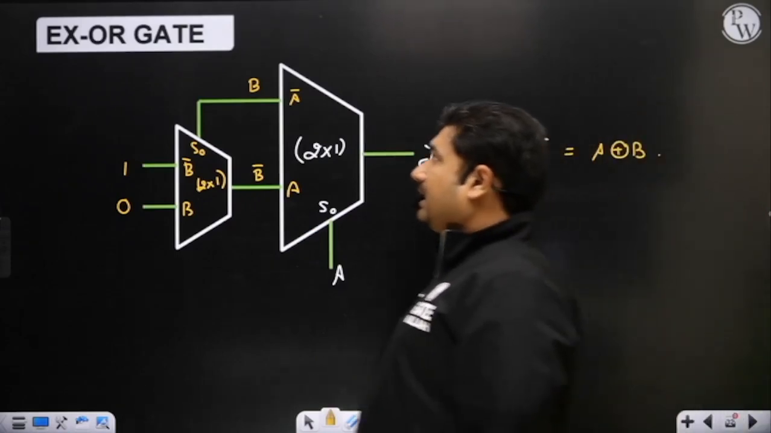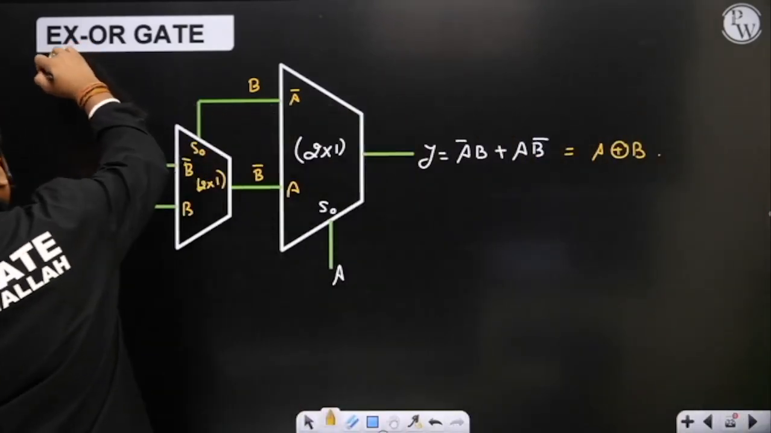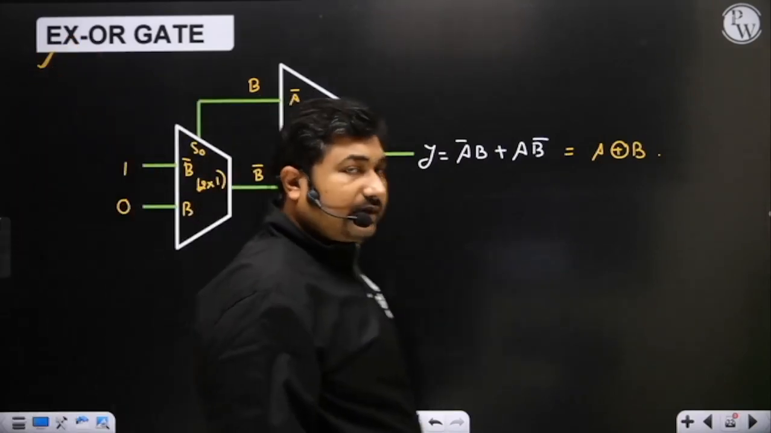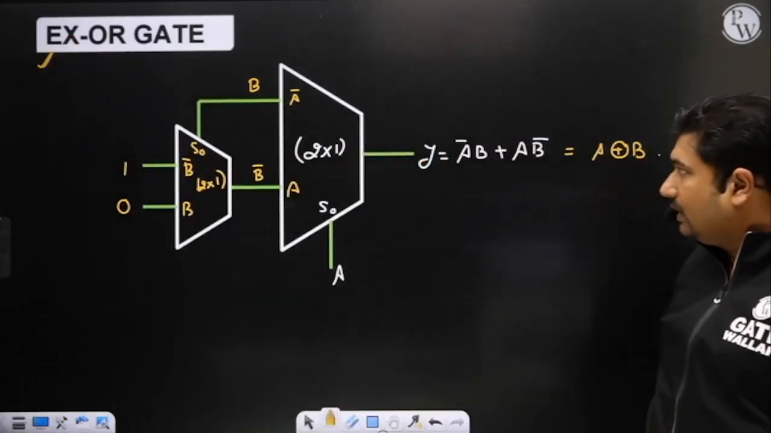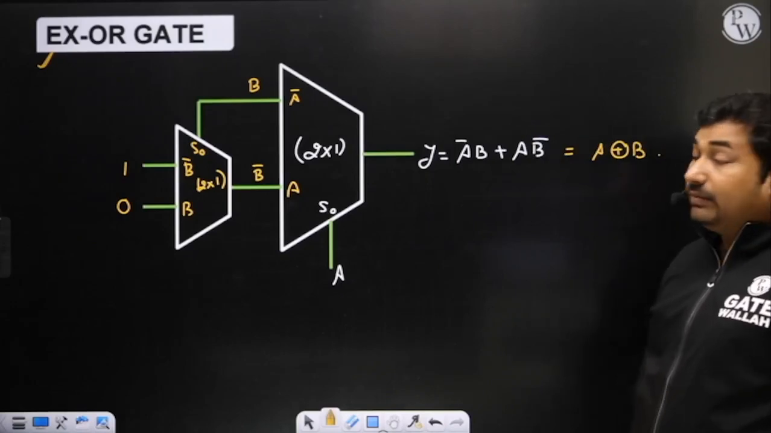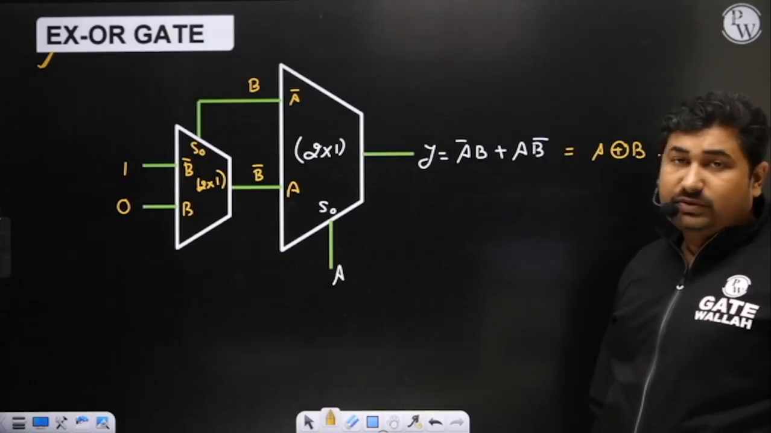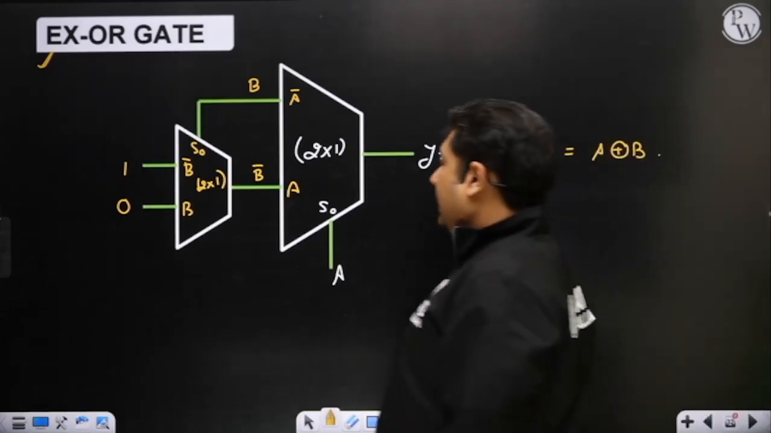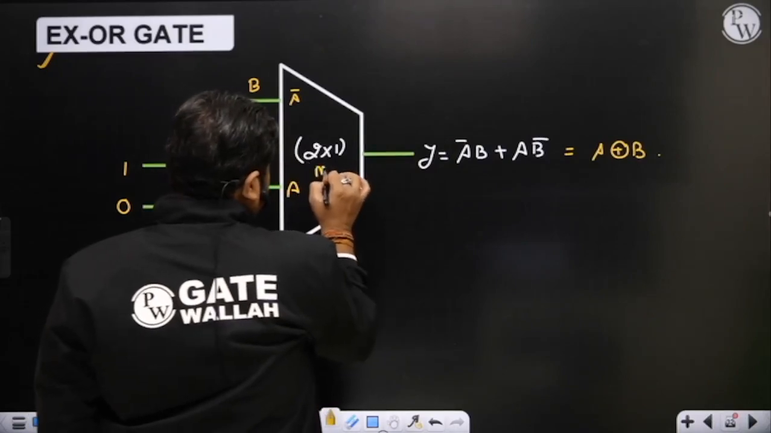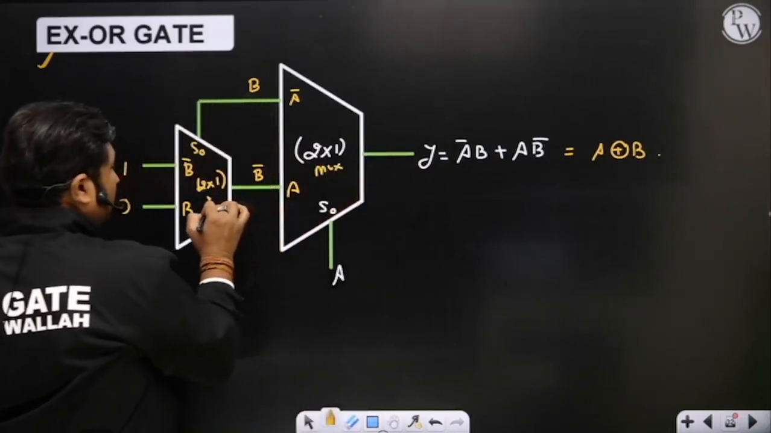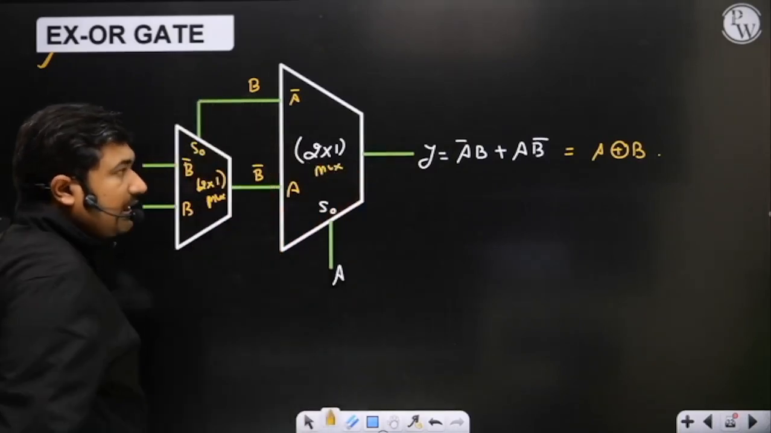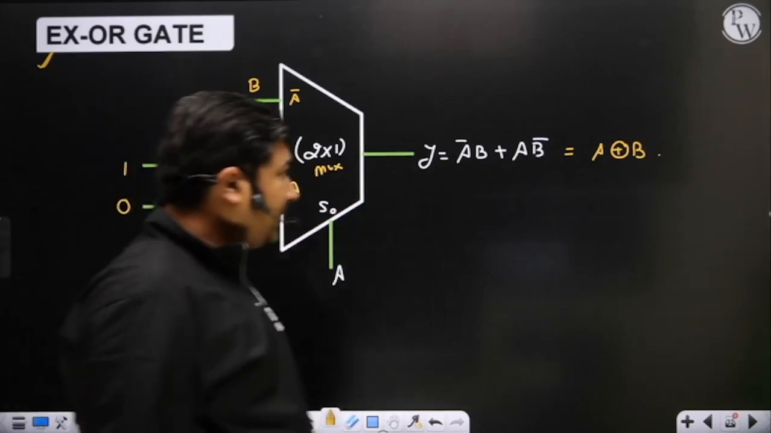So you can easily identify the number of AND gates and the number of XOR gates. Number of 2 cross 1 mux required to implement AND gate and XOR gate. For the XOR gate we need, sir, 2, because B bar is not available. Is it okay? Great, sir.